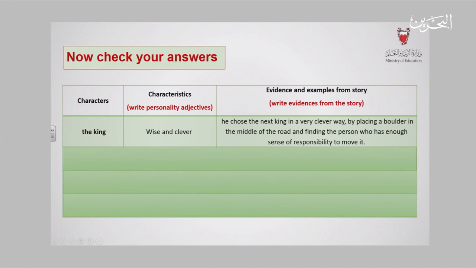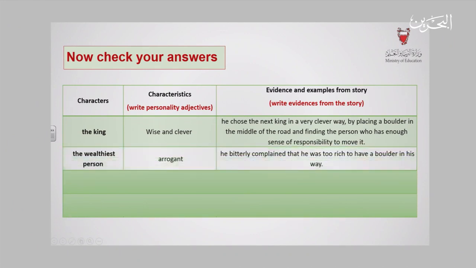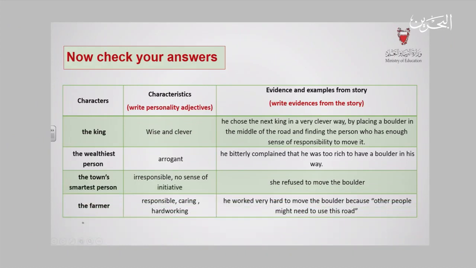Now, let's check the answers. The wealthiest person, the characteristic, arrogant. Why did we say that he is arrogant? Because he bitterly complained that he was too rich to have a boulder in his way. The other character, the town's smartest person, irresponsible, no sense of initiative, because she refused to move the boulder.